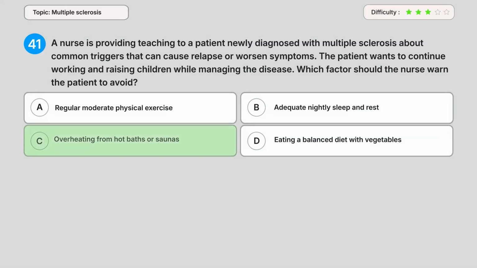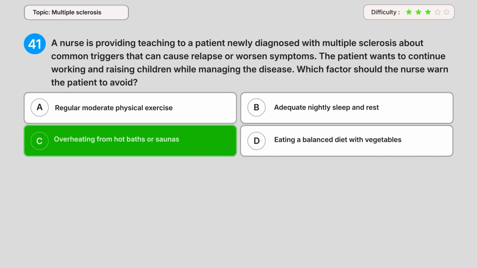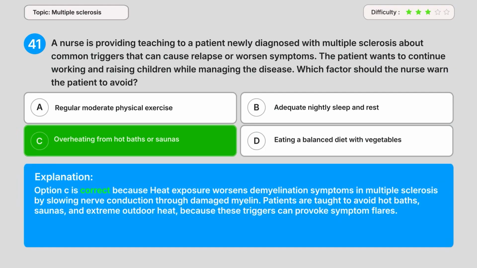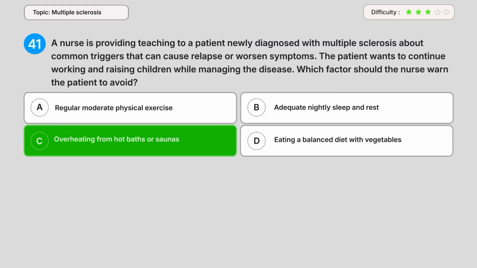Correct answer. C. Overheating from hot baths or saunas. Heat exposure worsens demyelination symptoms in multiple sclerosis by slowing nerve conduction through damaged myelin. Patients are taught to avoid hot baths, saunas, and extreme outdoor heat because these triggers can provoke symptom flares.